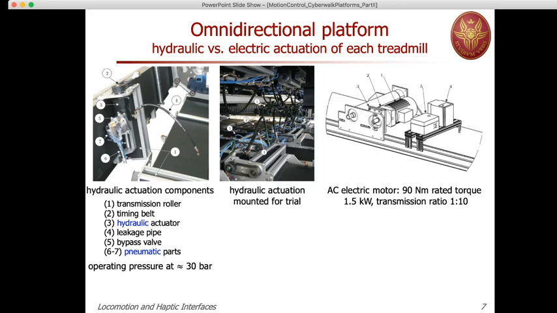Sizing the component brought to the need of motors that deliver 90 Newton meter of rated torque. They could reach the double in case of request of peak torques for a few instants of time. There was a transmission ratio of 1 to 10, so that this is amplified by a factor of 10. As a whole, those motors, each motor of the 25, had a power of 1.5 kilowatt. While, I forgot to say, the operating pressure, more or less, of the hydraulic actuation is about 30 bar.